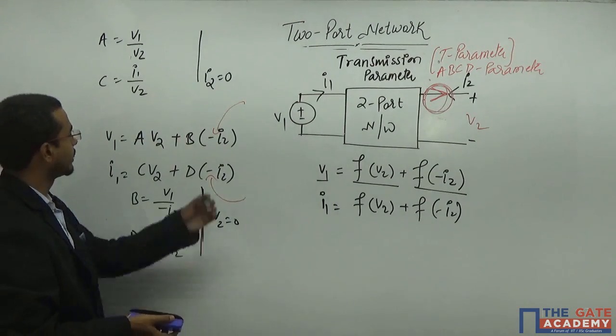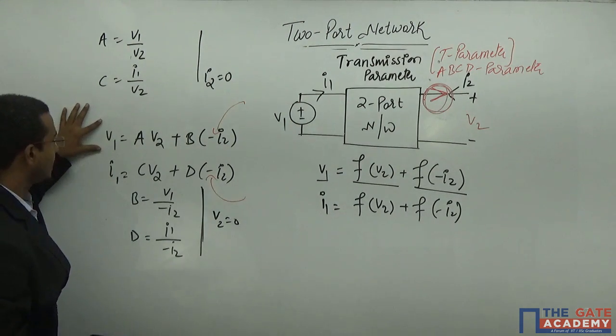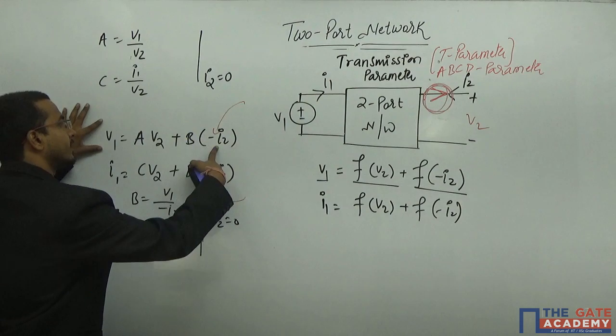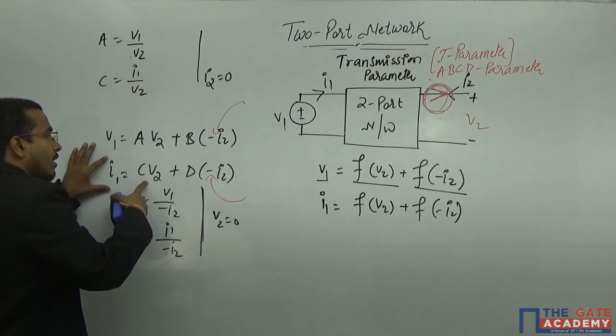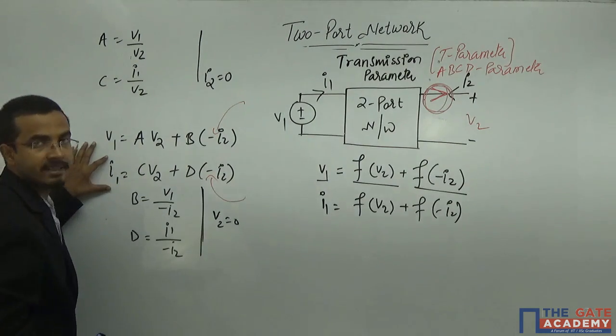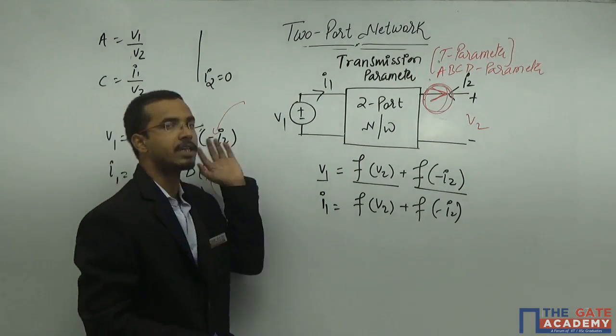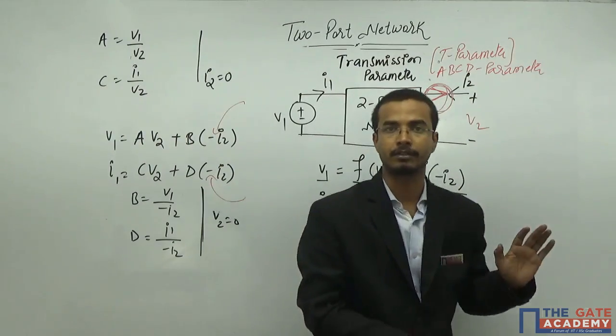Now see the beauty of this. For V1, you are getting the voltage on the second side and the current on the second side, and you are trying to estimate this I1, which is all a function of what you have on the second side. That means you cannot draw the equivalent circuit of this particular T network.